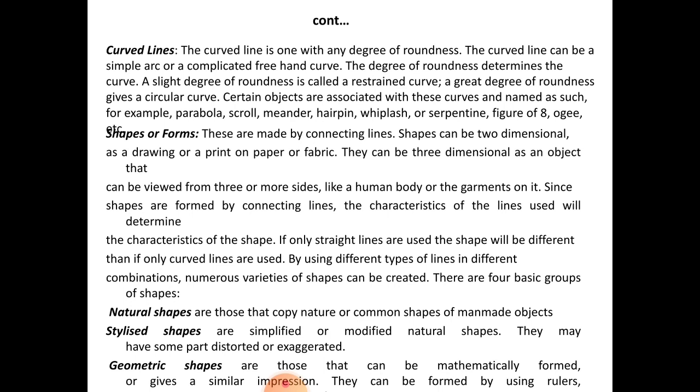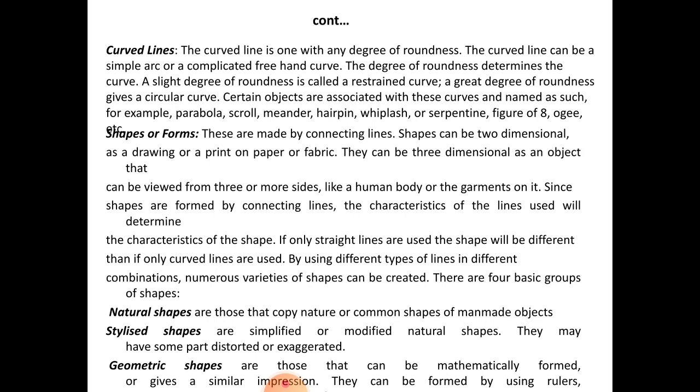Second is your shapes or form. These are made by connecting lines. Shapes can be two-dimensional as a drawing or a print on paper or fabric. They can be three-dimensional as an object that can be viewed from three or more sides, like a human body or a garment on it.